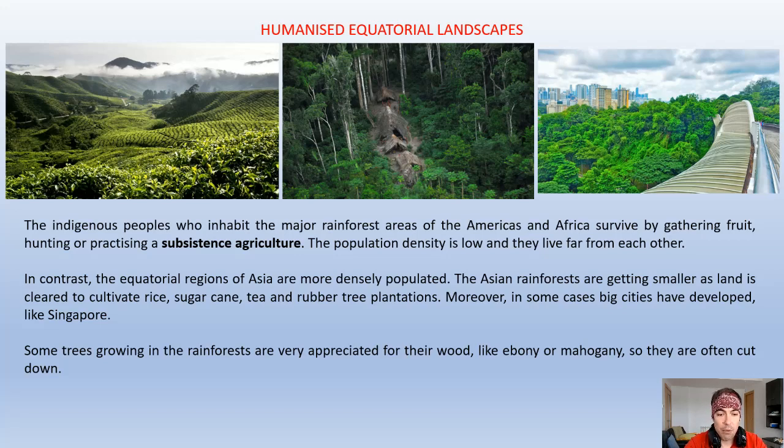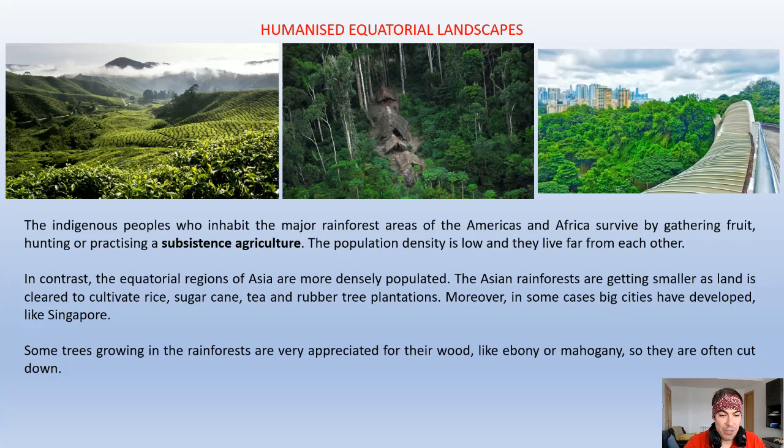And in contrast, the equatorial regions of Asia are more densely populated, and the Asian rainforests are getting smaller as land is cleared to cultivate rice, which is the main food they eat in Asia, sugarcane, tea, and rubber tree plantations. Son los árboles del caucho. And moreover, in some cases, big cities have developed, like Singapore. For example, this is Singapore, in which the city is built in the jungle, okay? They have cleared the rainforest and they have built a modern city there.